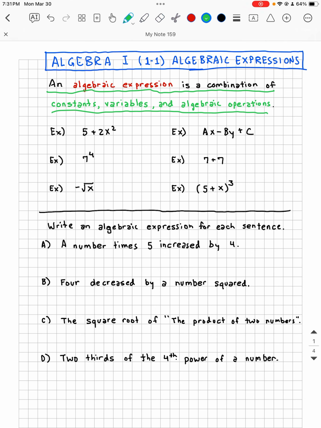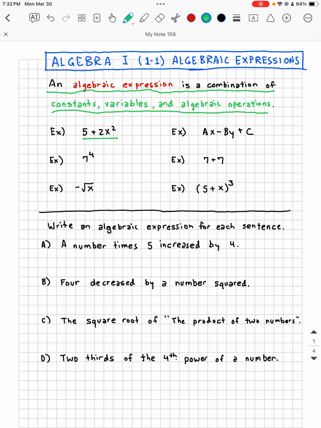When we talk about constants, we're talking about numbers like 5, 10, 20, 15, -4, and that kind of stuff. So, a numerical value. Whereas if I say variable, that means something like x or y or z, some sort of letter that represents some sort of number. And we also use operations such as addition, subtraction, multiplying, dividing, and maybe sometimes even square or square root or exponents. So in the first case, you can see you have 5 plus 2 times x squared.